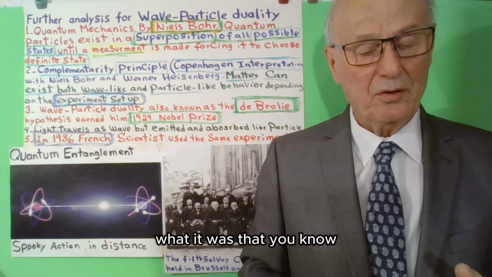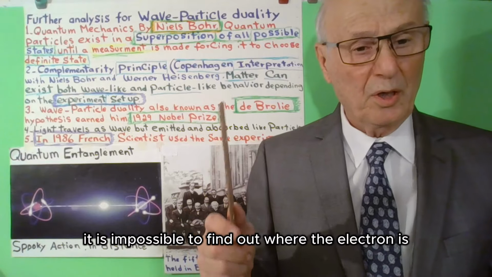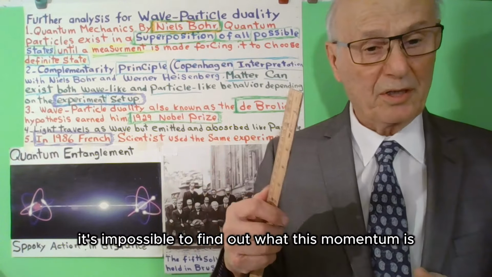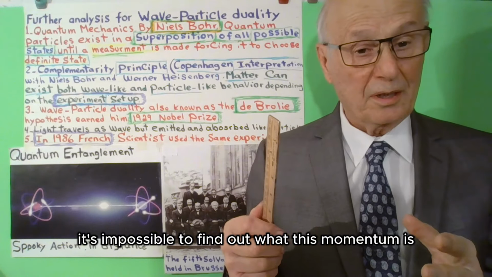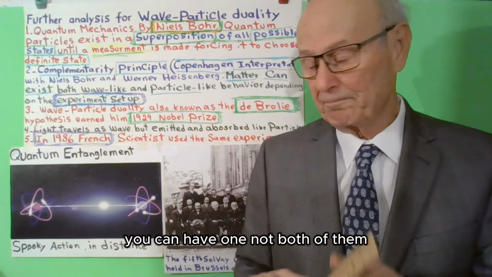What it was that Mr. Heisenberg said it is impossible to find out where the electron is, the location. At the same time, it's impossible to find out what the momentum is. You can have one, not both of them.